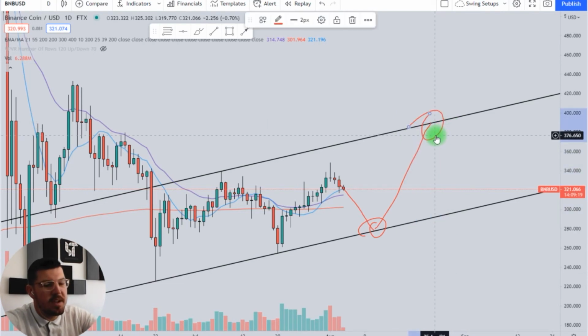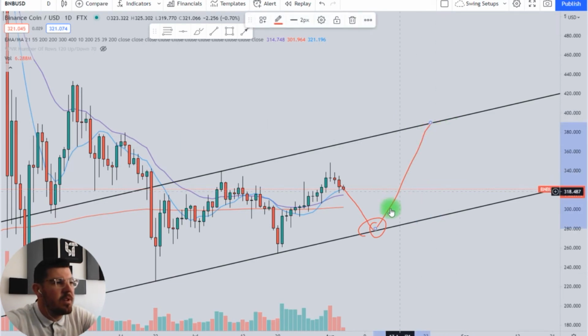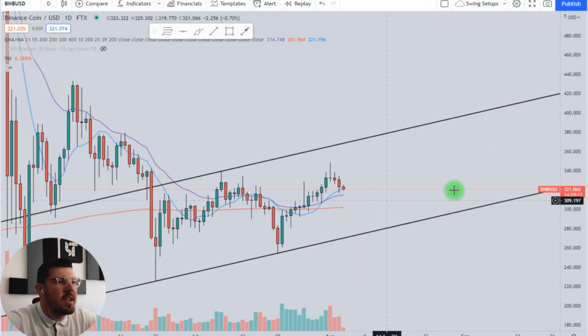It's going to be a longer-term trade, but ultimately we do not want to micromanage our crypto portfolio. We want to get into a trade, see it go into profit, and hold it.